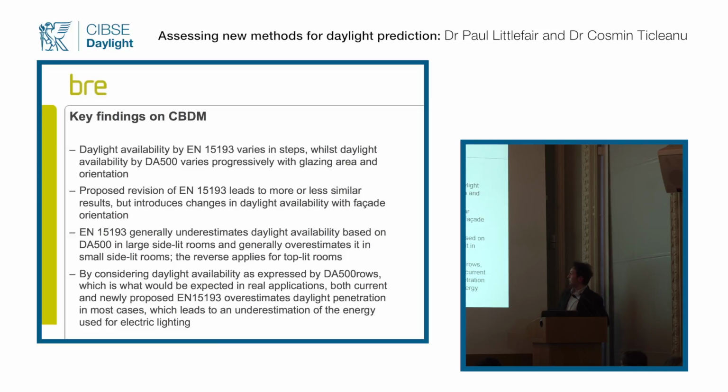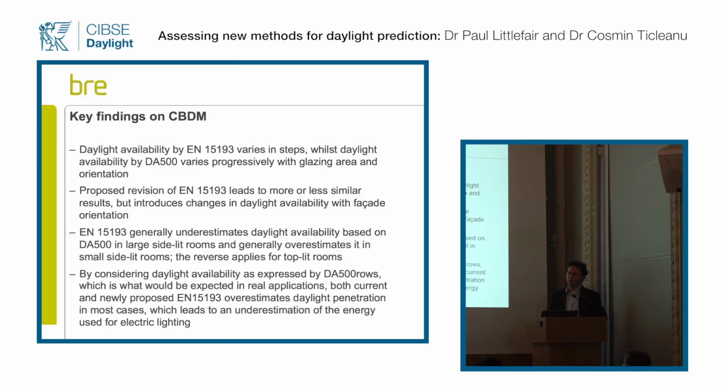In general, the European standard underestimates daylight availability based on the average daylight autonomy in large side-lit rooms, and generally overestimates it in small side-lit rooms. And the reverse applies for the top-lit rooms. So there is some variation here.